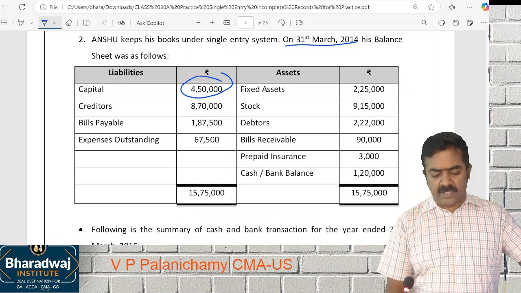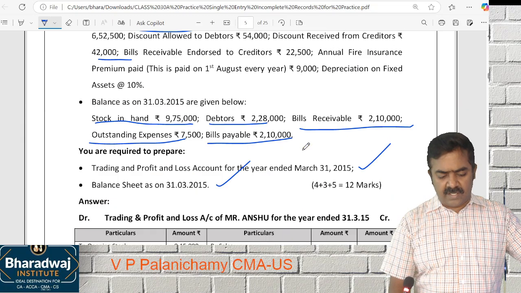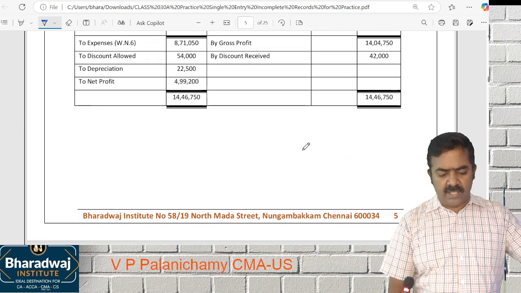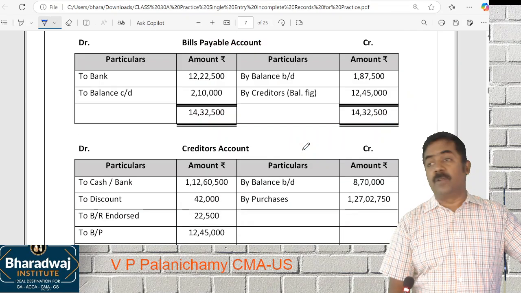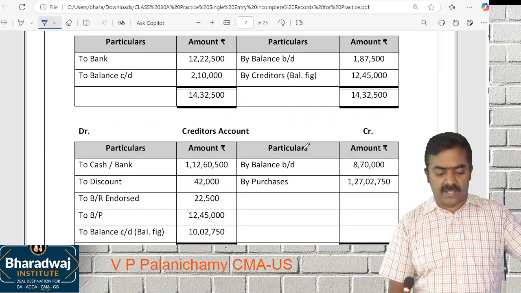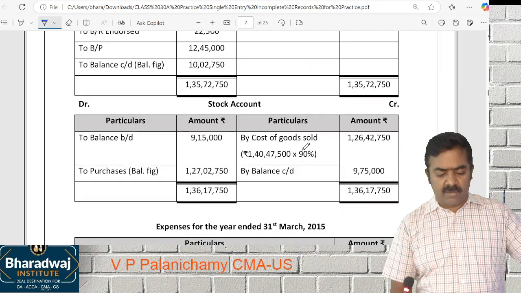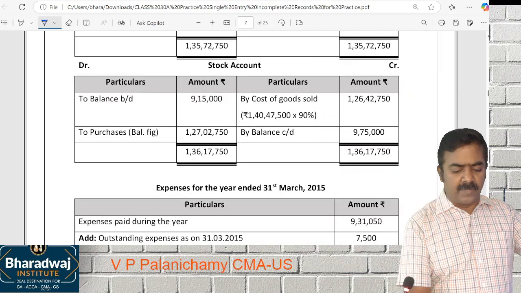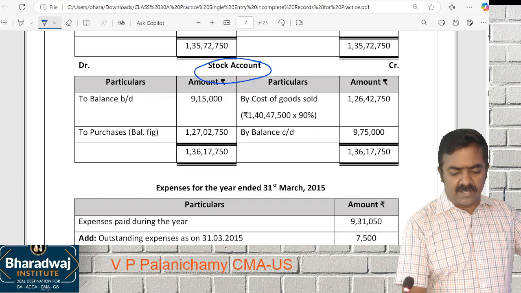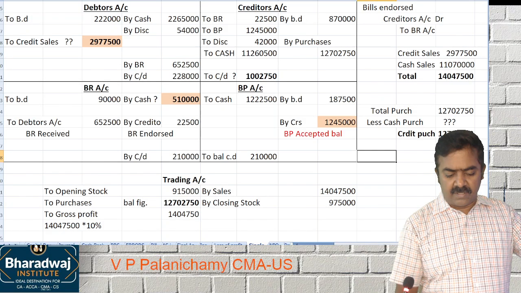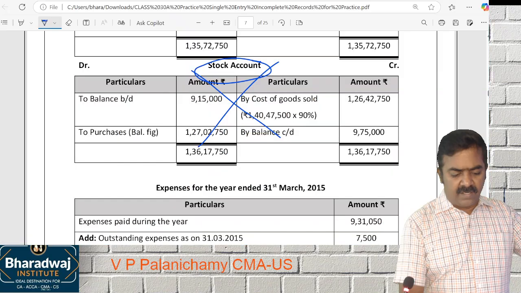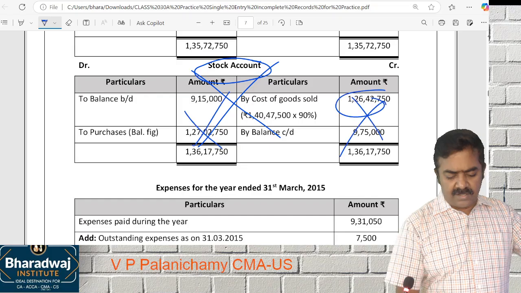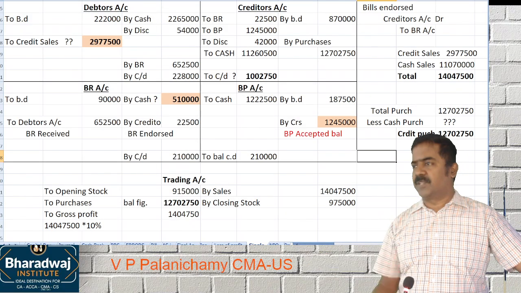See, when looking at the solution, you'll have a confusion. If they had given trading, P&L account, balance sheet, that is okay. Bills receivable account, debtors account, you'll understand. But the problem is where to start, where to end, that issue will arise. They would have given a stock account, but that is not given, and it is not required also. We can just prepare a trading account to find out purchases. Opening balance, cost of goods and all, that is not relevant. Just prepare a trading account, you find out, the same answer will come.